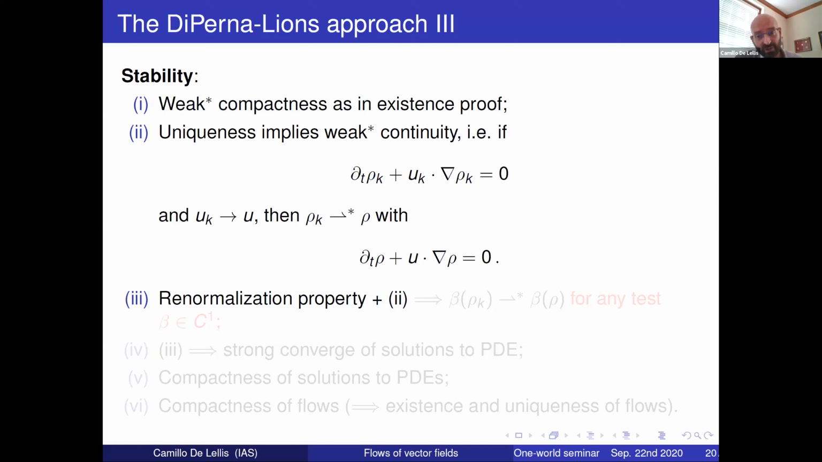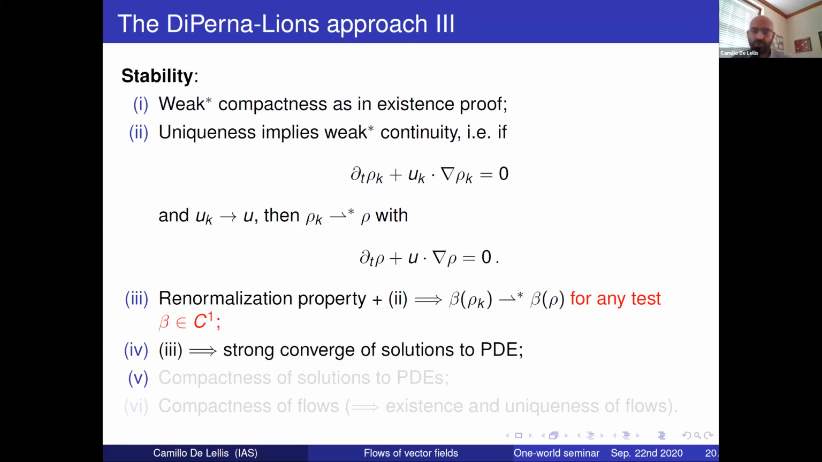Now I have the renormalization property, which tells me that solutions are stable under composition with nonlinear functions beta. And so by the above argument, I know that even the convergence is stable under composition with nonlinear functions beta. And that gives you strong convergence. And once you have strong convergence, you can get compactness of the solutions of the PDEs.